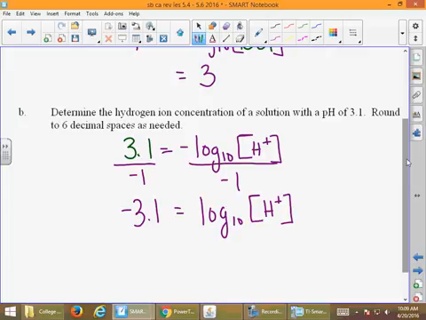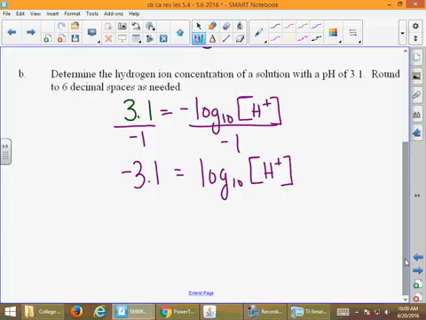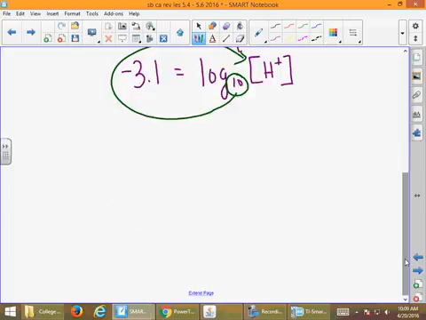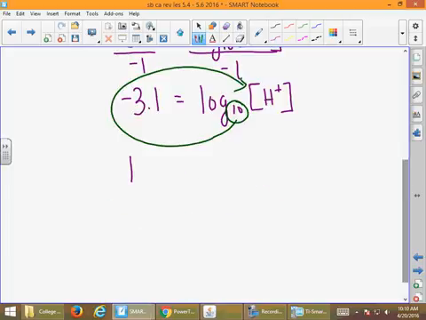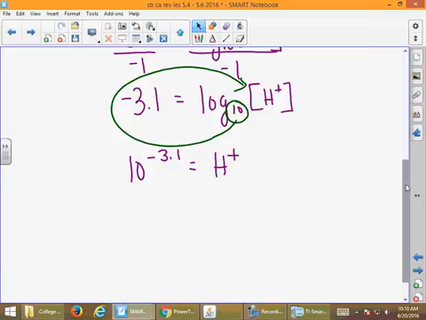There's a logarithm on one side of the equation. There's not a logarithm on the other side. We're going to go around the world again, and I'm not going to rewrite it. I'm starting to run out of time here. But we'll go this way when we convert. So we come up with 10 to the negative 3.1 equals the hydrogen ion. And we can type that into our calculator.